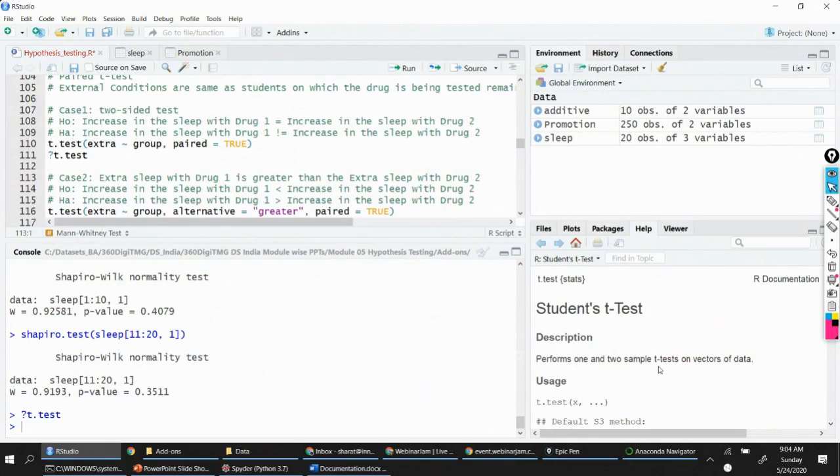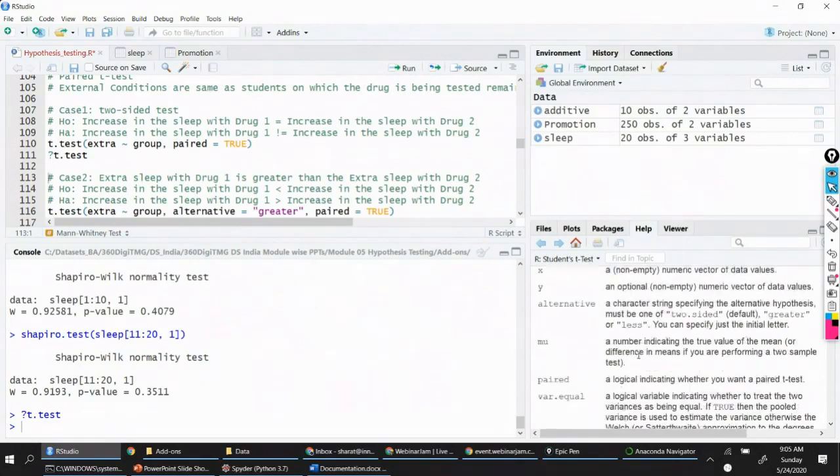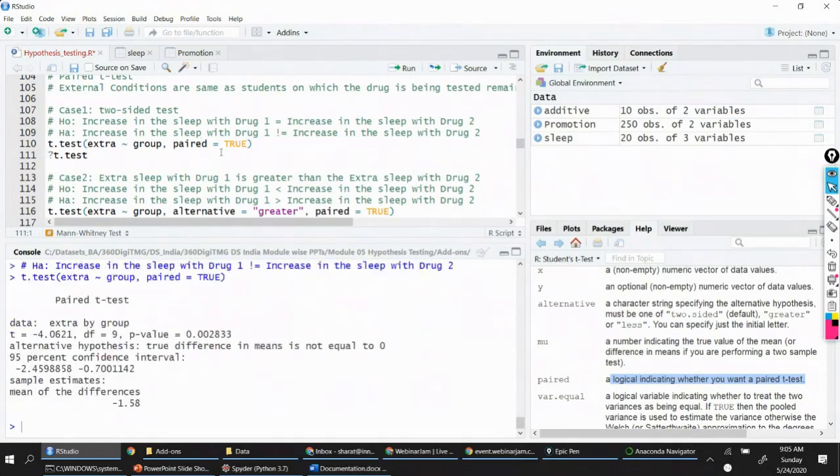It performs one and two sample t-tests on vectors of data. Paired is equal to false is the default. It is a logical value indicating whether you want a paired t-test or not. So I'm saying yes, I want a paired t-test here. So let us apply this. And the p value that we are getting is 0.002.